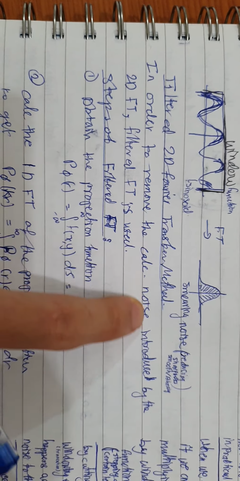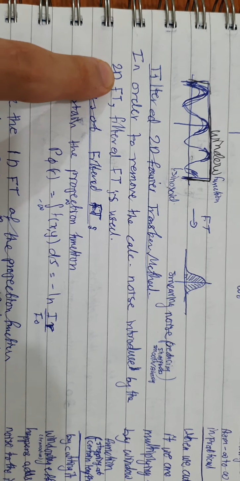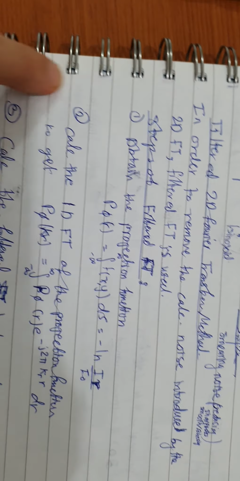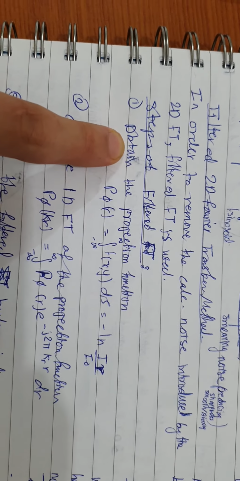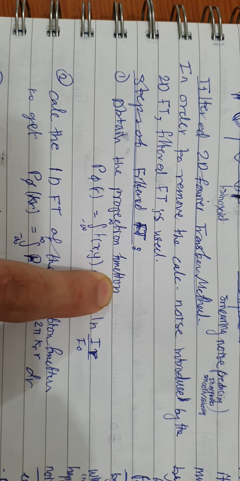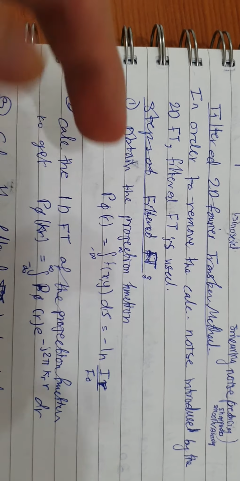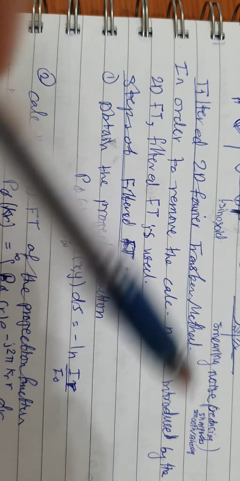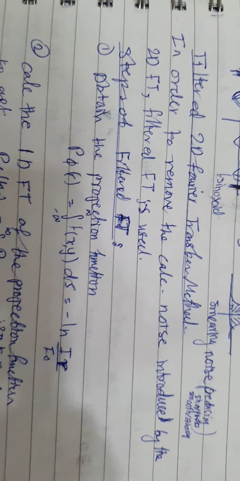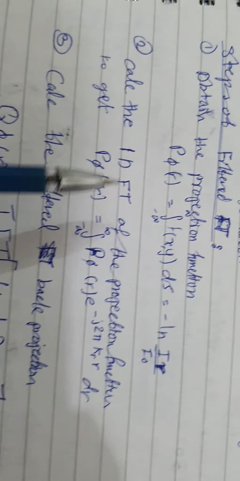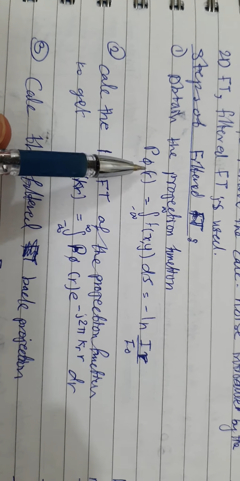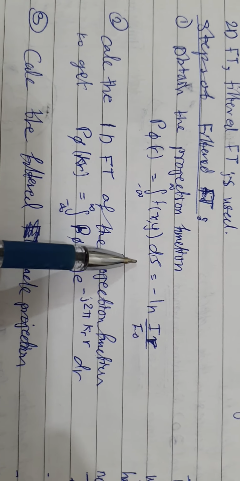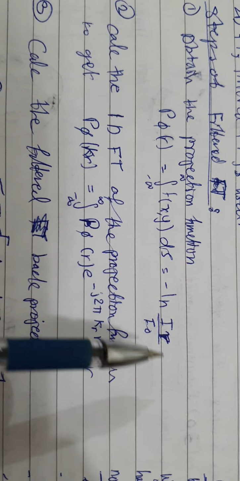In order to remove the calculation noise induced by the 2D Fourier transform, the filtered Fourier transform process is used. The steps are simple. First, obtain the projection function, which is happening when you take I and you push it through f of xy, which is an object. Okay, p phi of r equals the integral from negative infinity to infinity of f of xy ds, which equals minus ln I r over I naught.